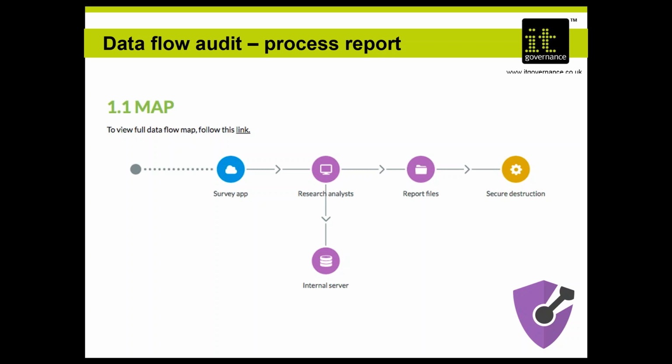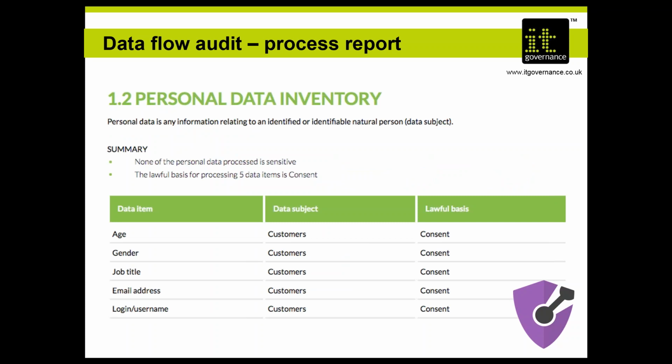So you've got a very straightforward map. You can see exactly how that flows. You can see exactly what the assets are that are involved in it. And the point about using a tool, if you decide to use a tool, is you can do this kind of thing in a consistent way across all of the processes inside the organization. You should also be building, as you're running your data flow audits, your personal data inventory.